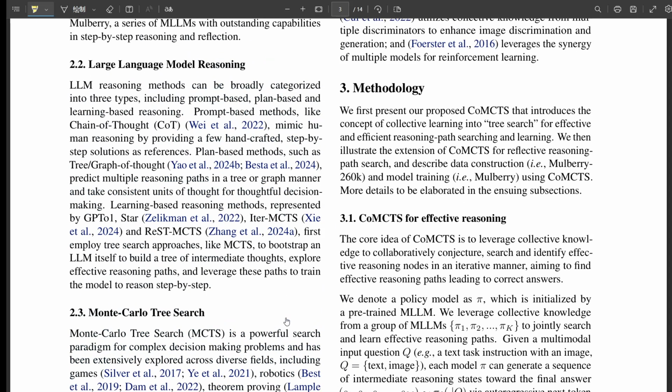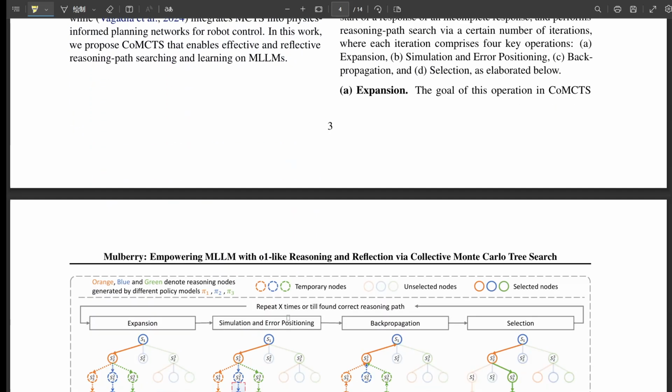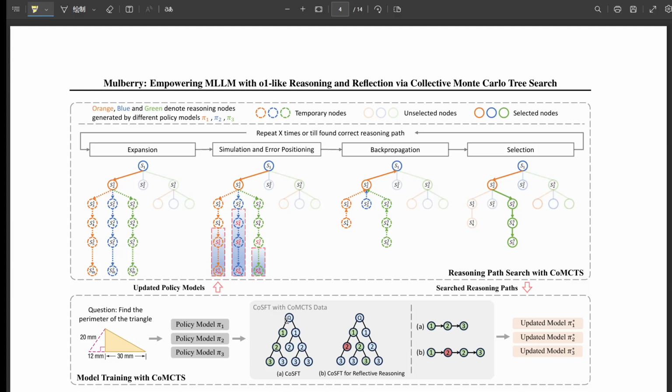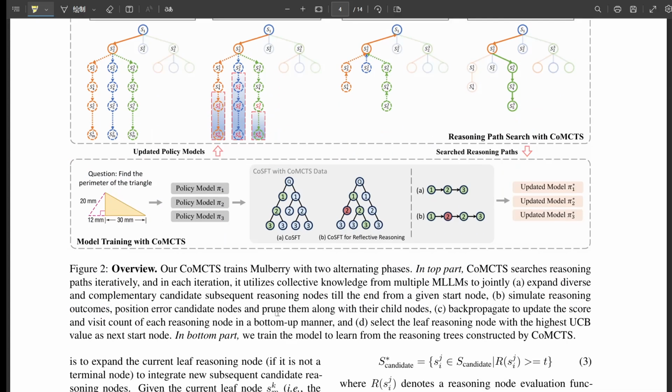And then finally, in the selection stage, they pick the most promising next step based on those scores, and the whole process repeats. It's this iterative cycle until they've built a robust solution tree step by step. So it's expansion, simulation, backpropagation, selection, and it just keeps going until it gets to the right answer. Exactly. It's not only effective, it's efficient too.